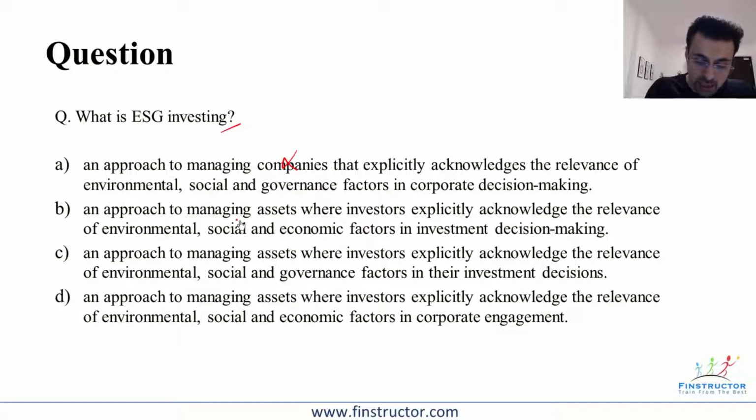It is an approach to managing assets, yes, where investors acknowledge environmental, social, and economic. That's wrong. It has to be environmental, social, and governance. So managing assets where investors acknowledge the relevance of environmental, social, governance in their investment decisions. Yes, C is correct. D is in corporate engagement. No, it's not about corporate engagement.